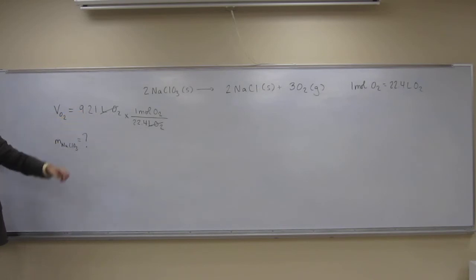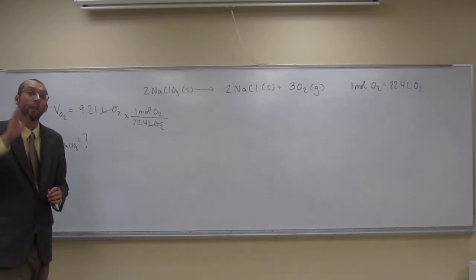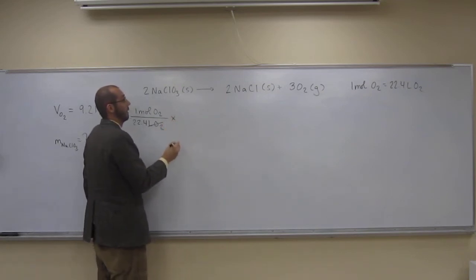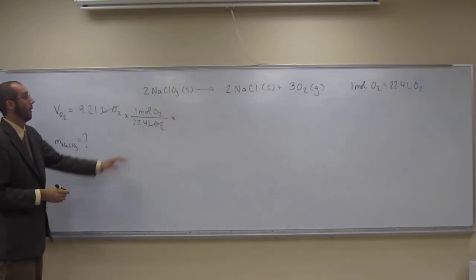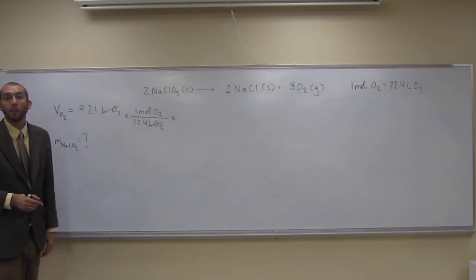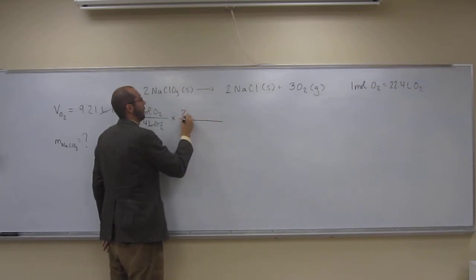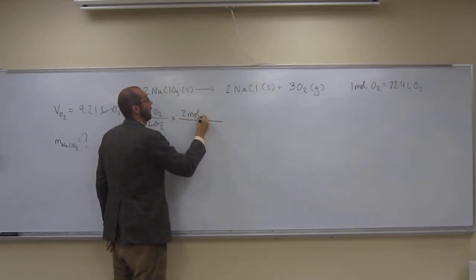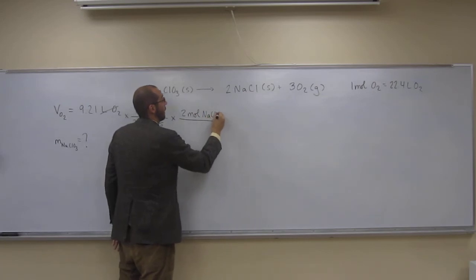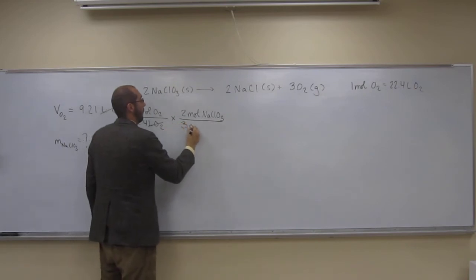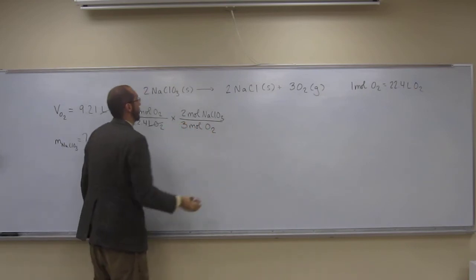So what do we use next? The moles to moles, so what is that called? Molar ratio. So which molar ratio are we going to use? We want to get to sodium chlorate eventually. So what are we going to use? On the top, what? Two moles sodium chlorate. On the bottom? Three moles O2, oxygen.